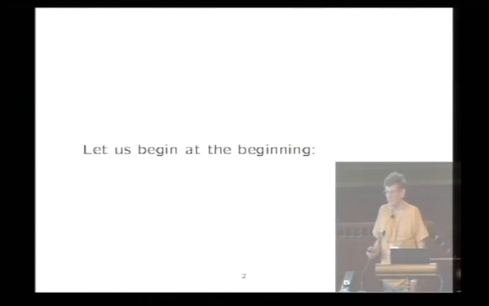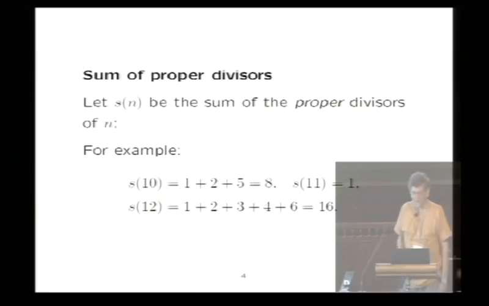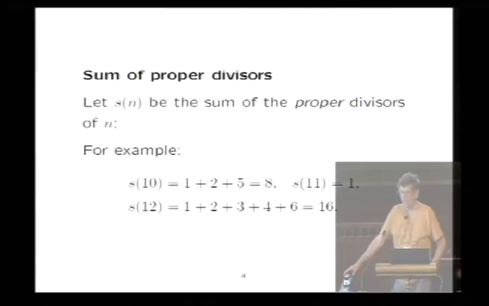Let's begin at the beginning with Pythagoras. 2,500 years ago, he defined what might be the very first ever mathematical function. I don't know of an earlier example. Given a positive integer n, he says to add up the divisors of n that are smaller than n itself. So some examples for 10, 11, and 12. S of 10 is 8, S of 11 is 1, just like S of any prime would be 1, and S of 12 is 16.